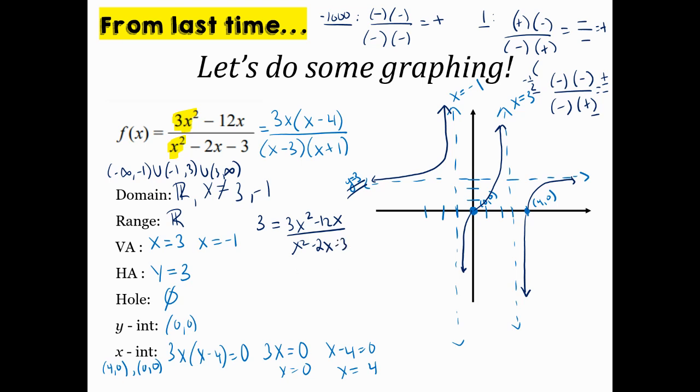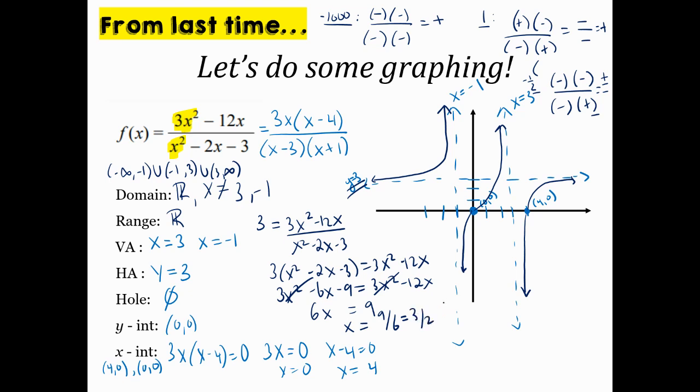Let's solve this. I'm going to multiply both sides by the denominator. 3 times x squared minus 2x minus 3 equals 3x squared minus 12x. I'll distribute that 3: 3x squared minus 6x minus 9 equals 3x squared minus 12x. Those 3x squares are going to cancel. I'm going to add the 12x so that I have a positive, and add the 9. And when I divide by 6, I get x equals 9 divided by 6. What's that?